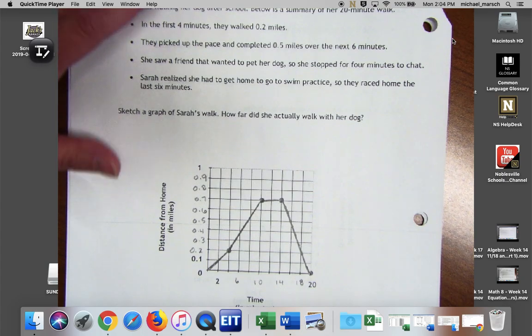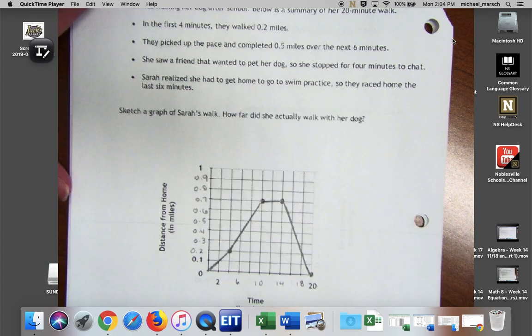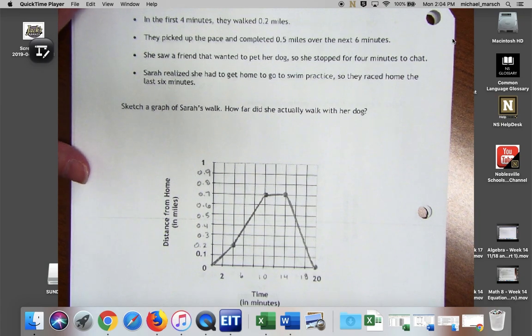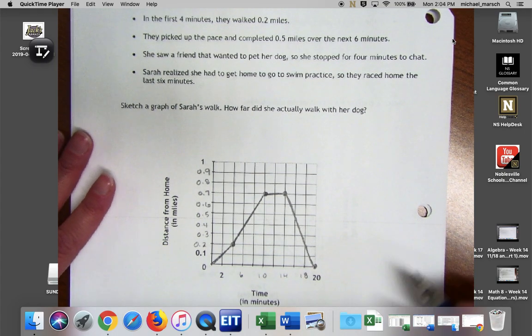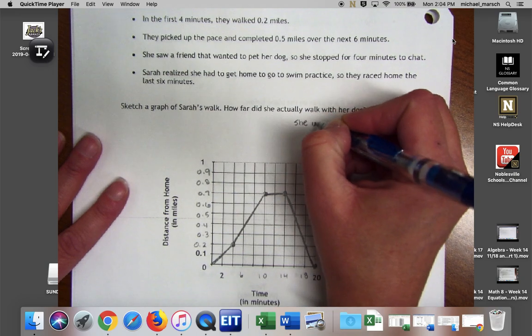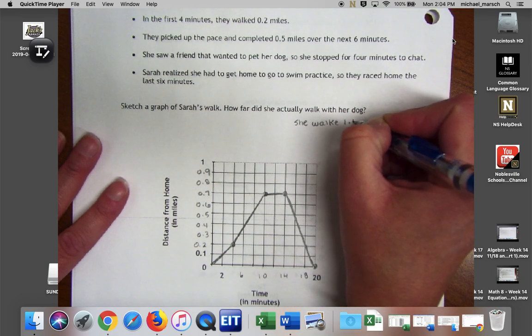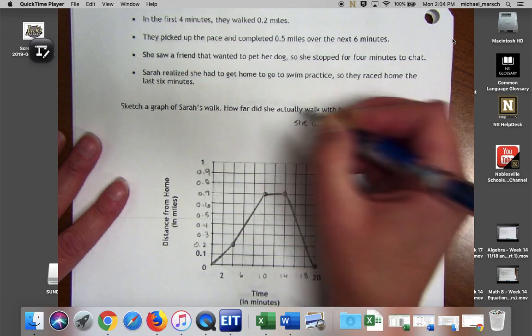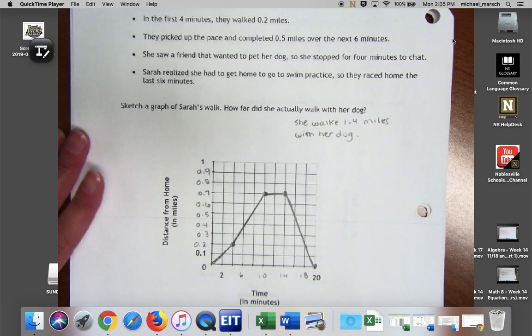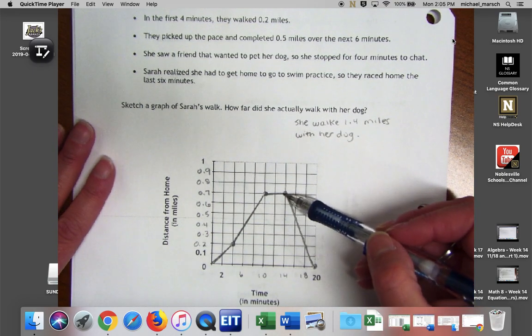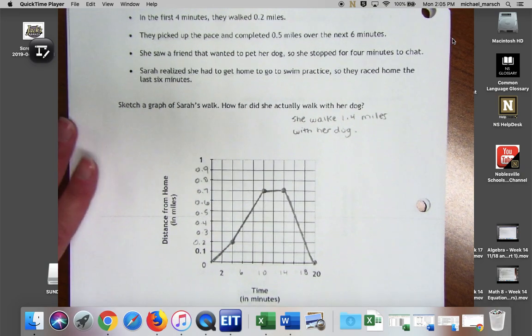Okay, how far did she actually walk with her dog? Who can tell me the actual distance she walked? 0.7 miles, well, that was one way. So 1.4 miles. She walked 1.4 miles with her dog, right, because it's 0.7, hangs out with her friend, and then races back 0.7 miles.